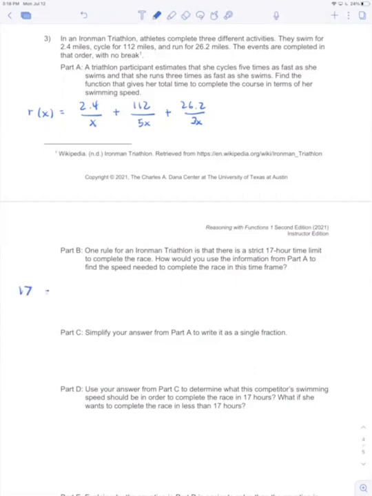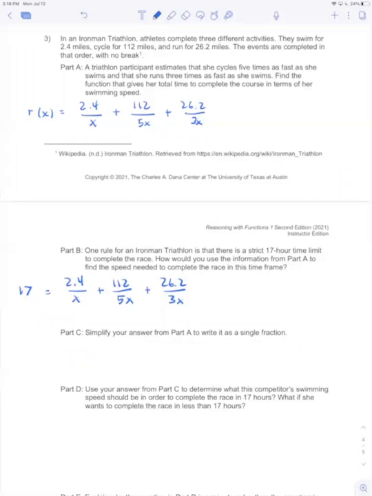We'd write 17 is equal to 2.4 over X plus 112 over 5X plus 26.2 over 3X. So that would give the minimum swimming speed and also the cycling and running speeds needed to complete the race in 17 hours. Of course, to complete the race in less than 17 hours, the competitor would have to swim, cycle, and run at faster speeds as well.